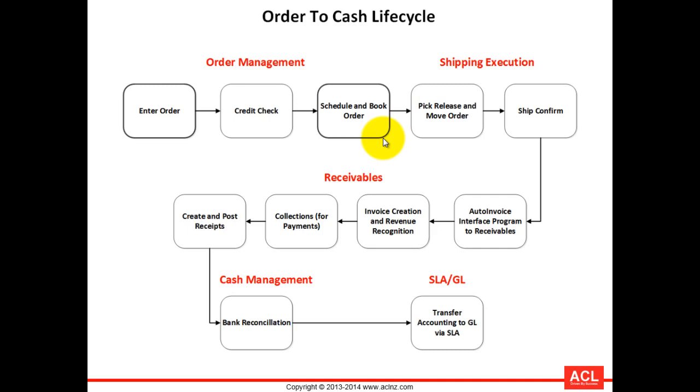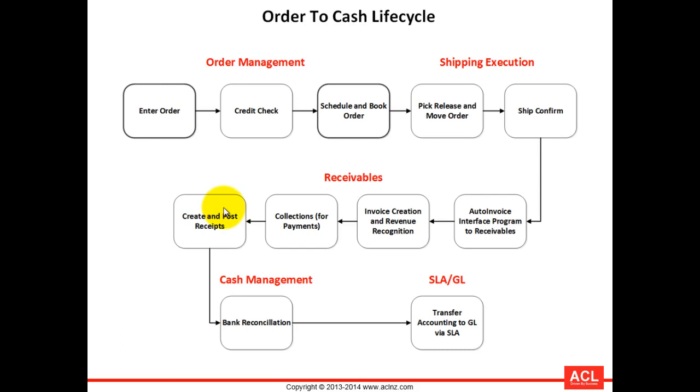Once a shipment has been sent to the customer, you run the auto invoice interface program, which will generate the invoices, and that invoice you communicate to the customer and follow up with the customer to receive the payment. And once a payment has been received, then you match it against the invoice to create a receipt, and then the particular payment is also sent to your bank for clearance.